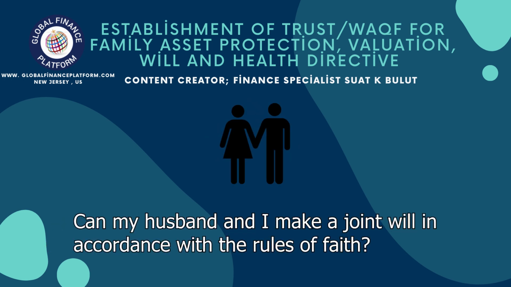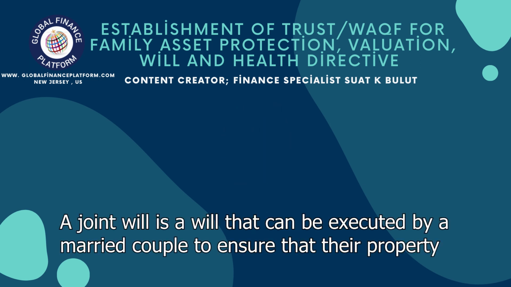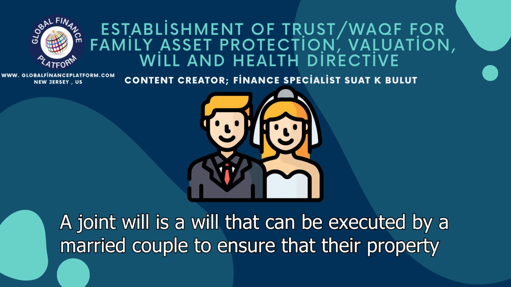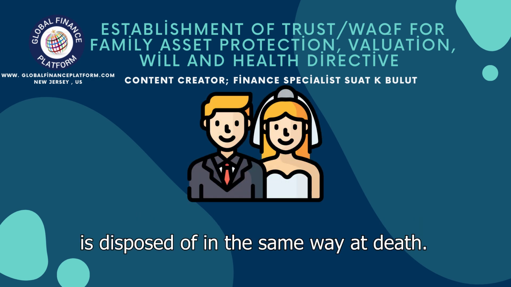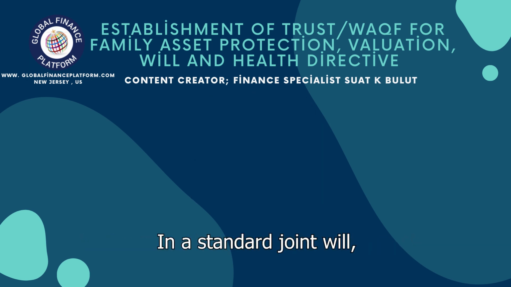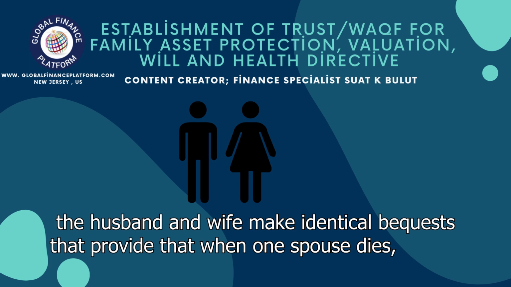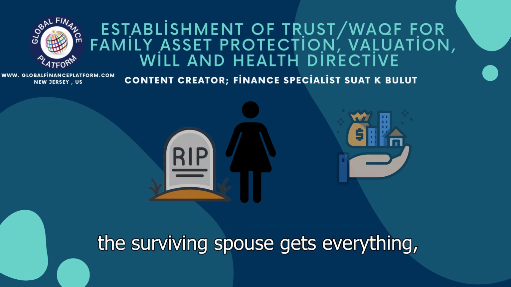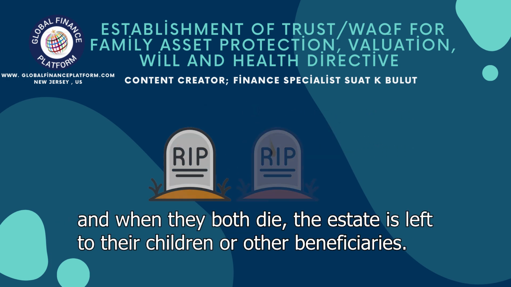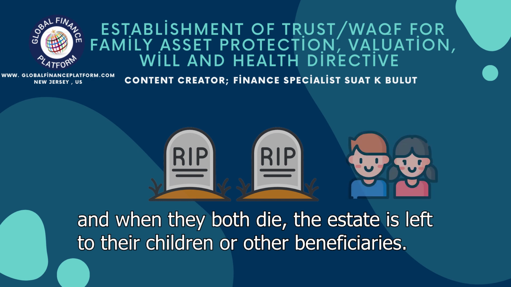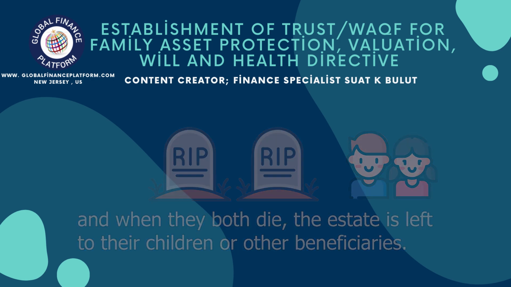Can my husband and I make a joint will in accordance with the rules of faith? A joint will is a will that can be executed by a married couple to ensure that their property is disposed of in the same way at death. In a standard joint will, the husband and wife make identical bequests that provide that when one spouse dies, the surviving spouse gets everything, and when they both die, the estate is left to their children or other beneficiaries.